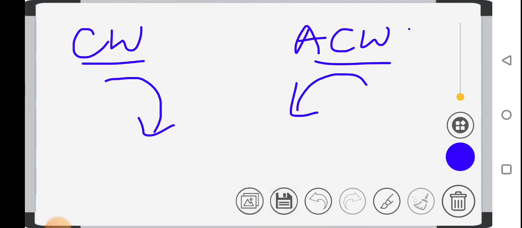Clockwise direction is always taken as negative and anti-clockwise direction is always taken as positive.